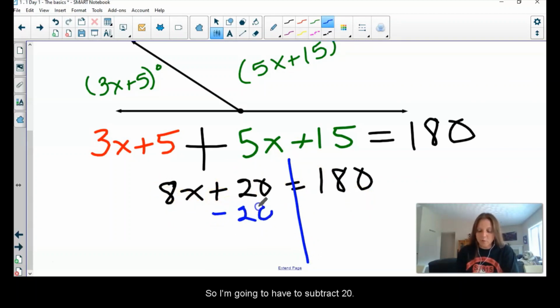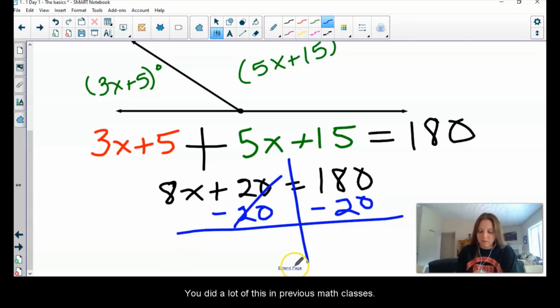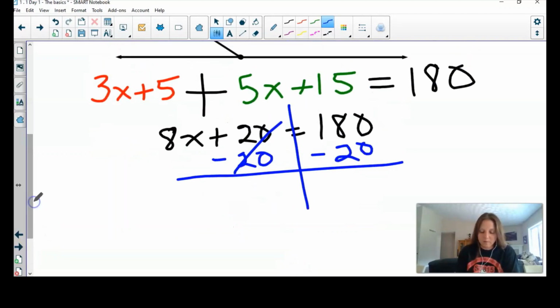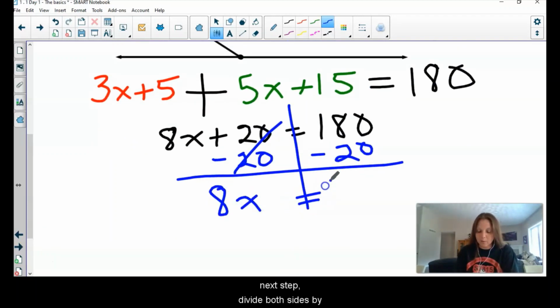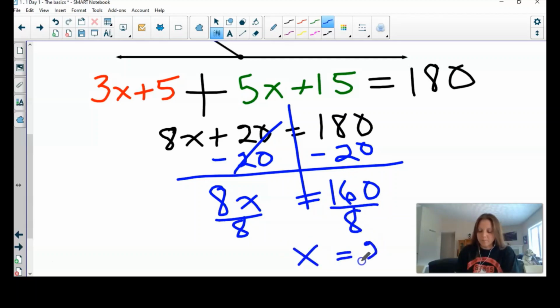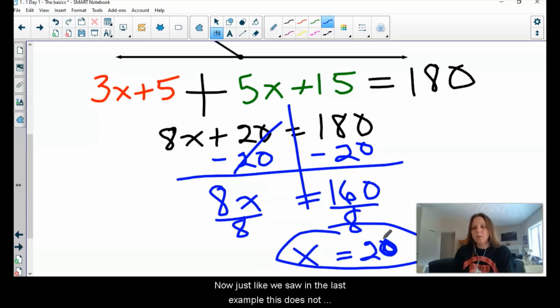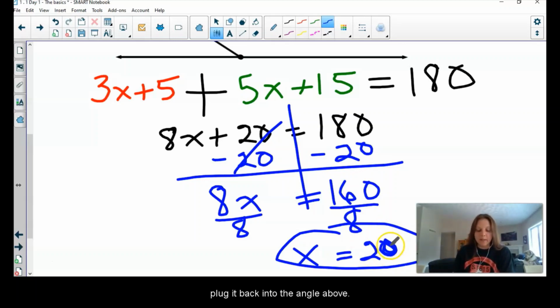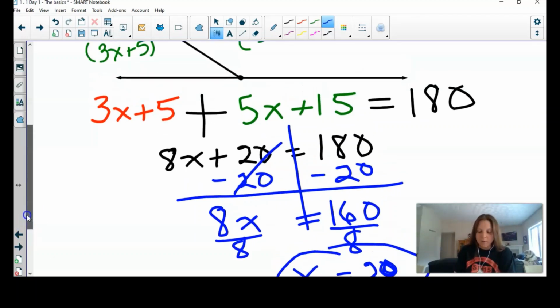So I'm going to have to subtract 20. Hopefully this is coming back to you. You did a lot of this in previous math classes. So you have 8x equals 160. Next step, divide both sides by 8. Now, just like we saw in the last example, this does not mean you're done. At this point, you need to take this answer and you need to plug it back into the angle above.